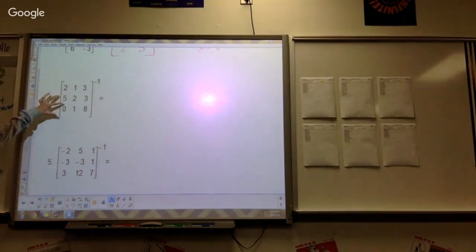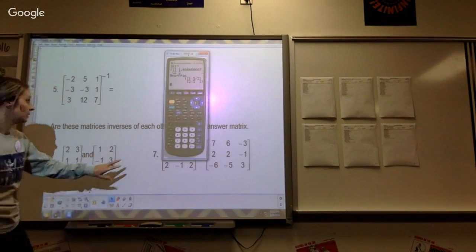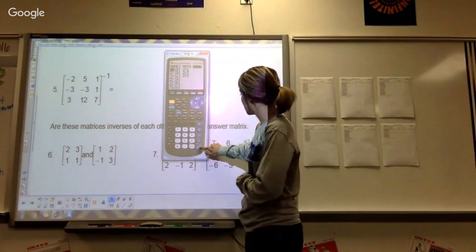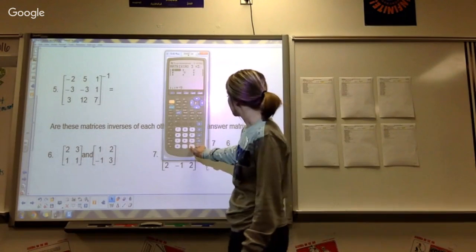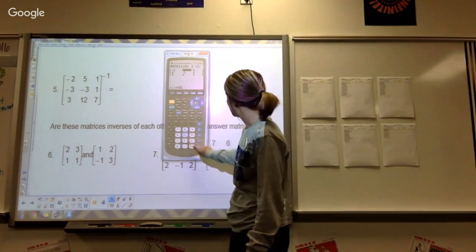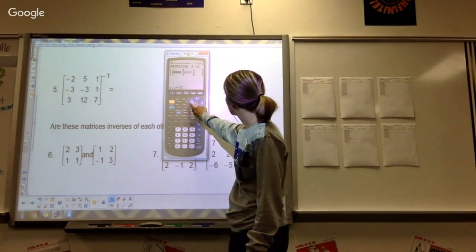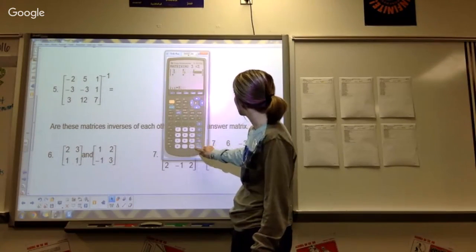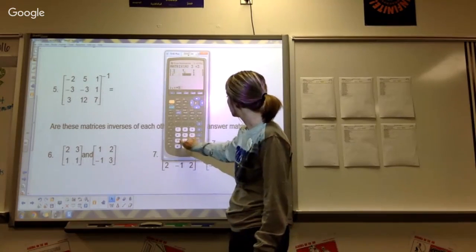Okay, so we're going to skip over 4. It's very similar. You plug it in, find the inverse. We're going to look at number 5. So I'm going to type matrix. I'm going to edit. I'm just going to plug it into A. It's a 3 by 3. So -2, 5, 1, -3. Make sure you're checking your elements to make sure that you're entering them in correctly. 1, 3.